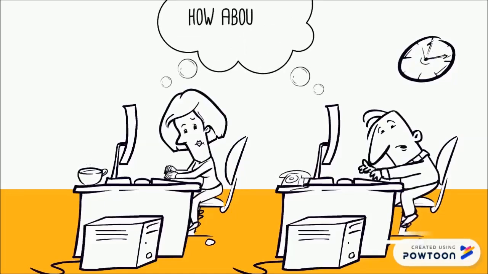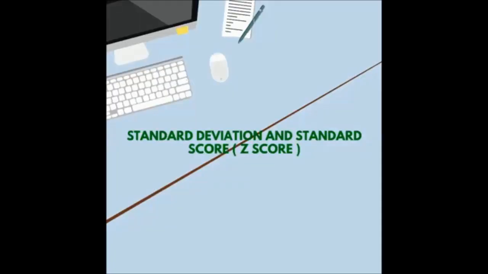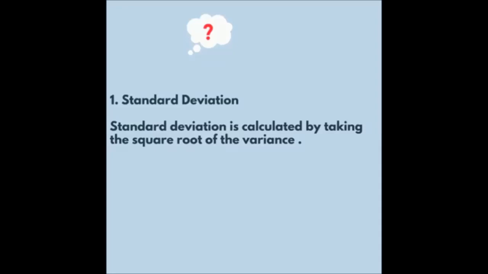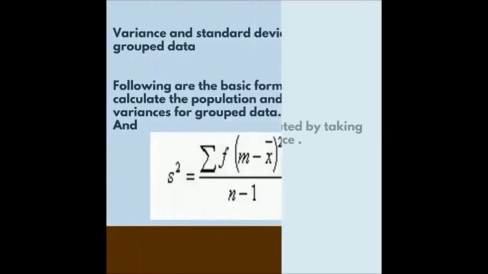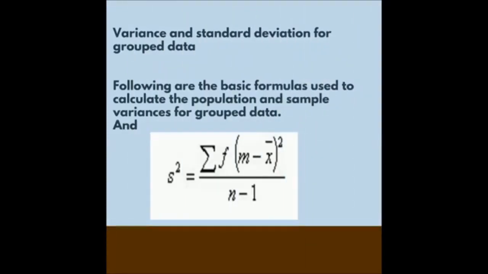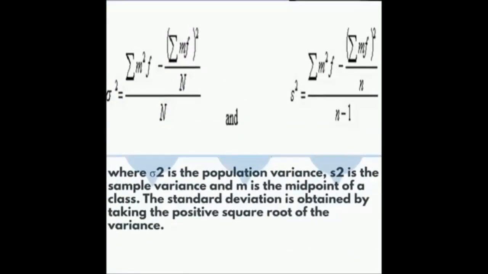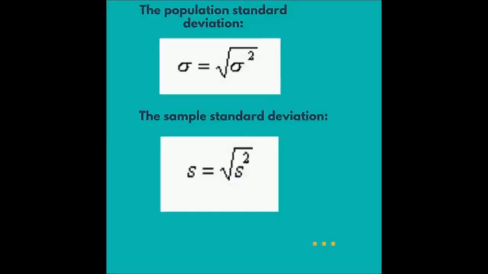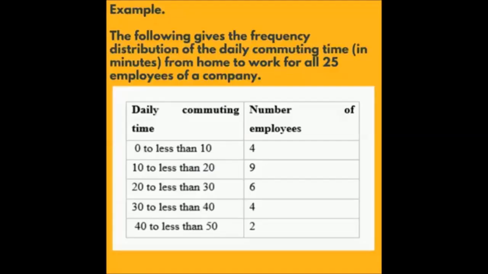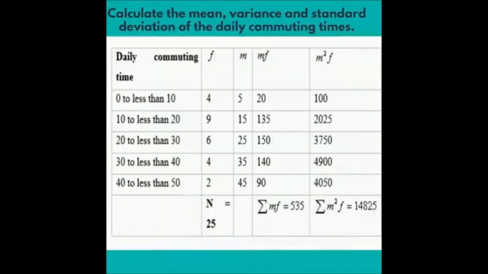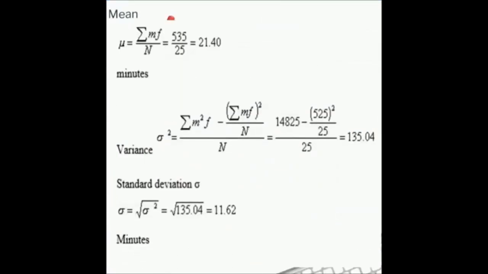So, how about our topic today? Standard deviation and standard score. Standard deviation is calculated by taking the square root of the variance. Variance and standard deviation for group data. The population standard deviation and the sample standard deviation. Example, calculate the mean, variance and standard deviation of daily commuting times.